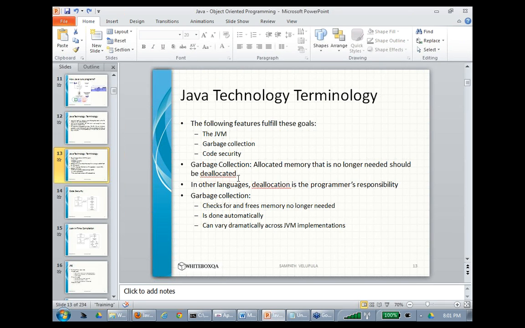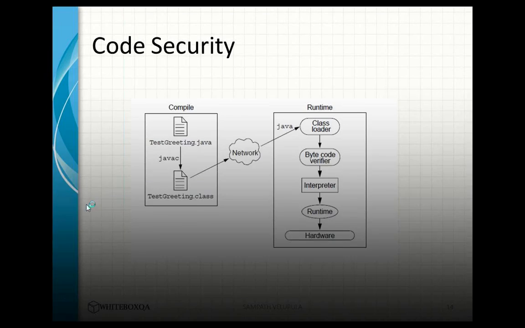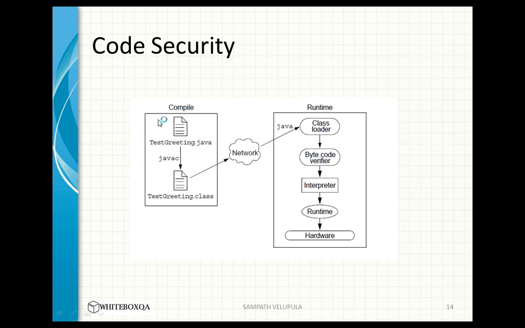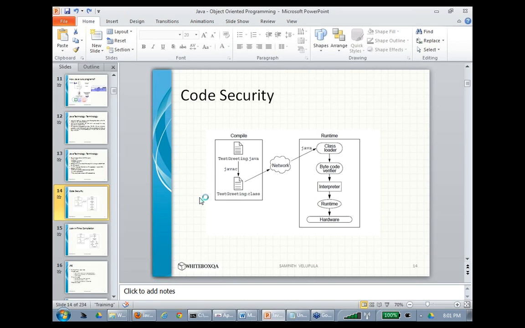So these are the three things Java gives you. One is the interpreter to convert bytecode into machine code. One is the garbage collector to collect the garbage. One is code security. These are all done automatically. So if you see here, first you compile a Java program into a .class file. Then remember, there is actually one more concept.